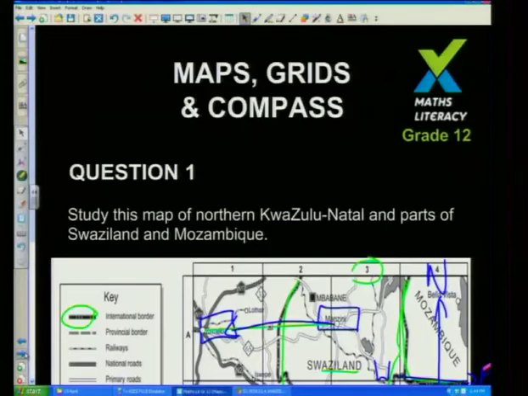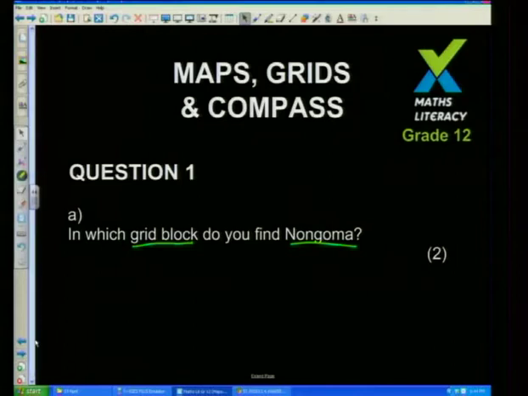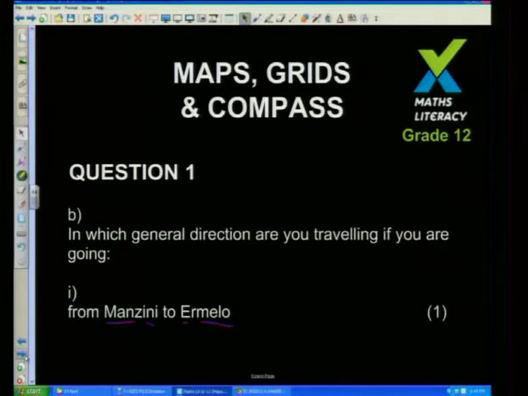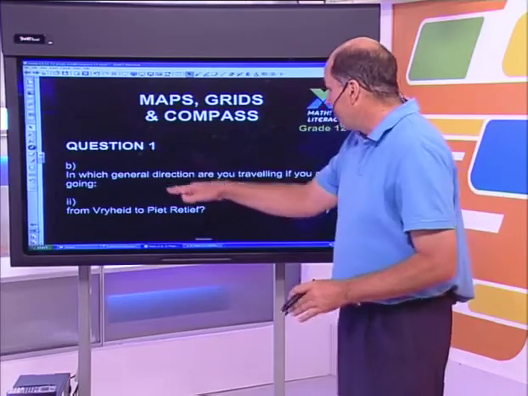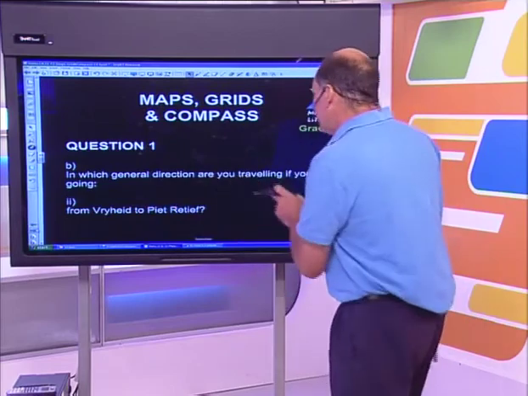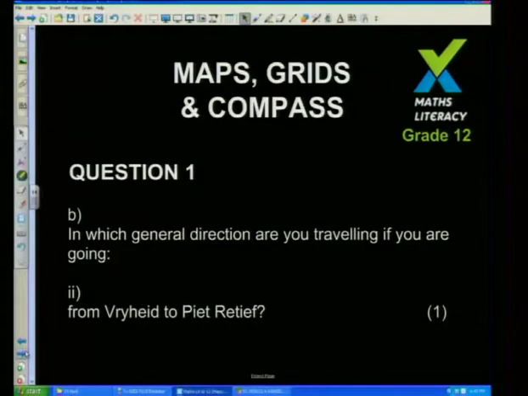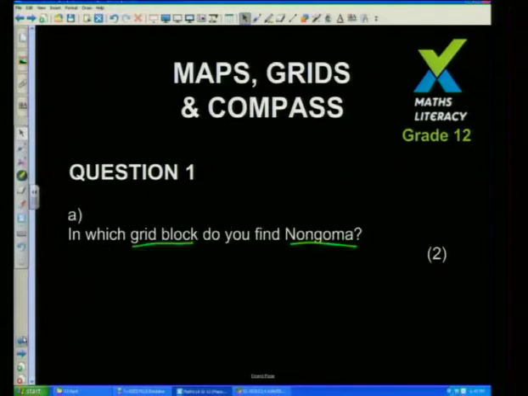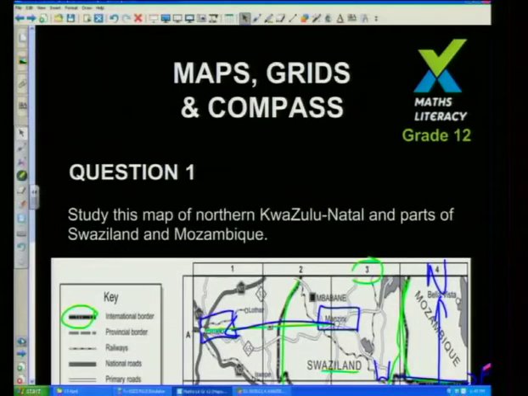So we've got the grid, we've got the direction, and let's look at the next one. Also asking about direction. Now remember I said to you, Peter's somewhere north of Rotterdam. This question says, what direction would you be traveling if you went from Vryheid to Piet Retief? Vryheid and Piet Retief on our map. Let's go and see where they are.